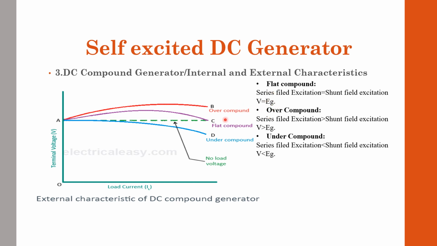Coming to the over compound, the series field excitation is greater than the shunt field excitation. Here the excitation means the series winding gets excited more than the shunt field excitation. So the terminal voltage is greater than the induced EMF across the armature. The third case is the under compound, when the series field excitation is less than the shunt field excitation. So V is less than EG. So this is about the characteristics curves of your DC generators.